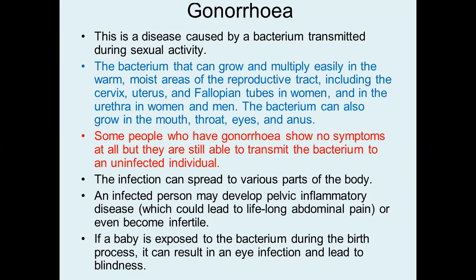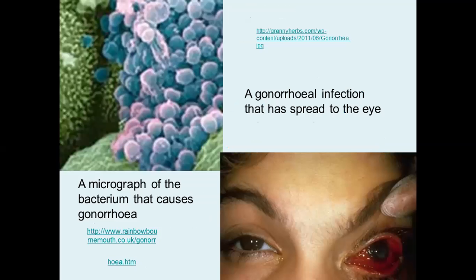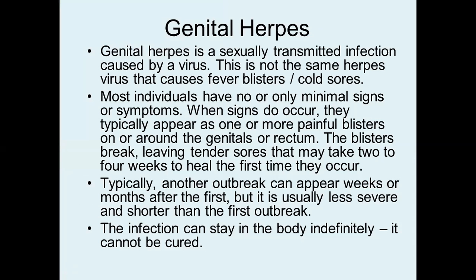And then if the baby is exposed to the bacterium during the birth process, in other words, the mother's infected with gonorrhea and she gives birth to a child, then that child can be born with an eye infection that can lead to blindness. So let's have a look here. No, you're all going to look at this one, so we might as well look at this one first. So this is a gonorrheal infection that has spread to the eye. Okay. And this is a micrograph of the bacterium that causes gonorrhea.